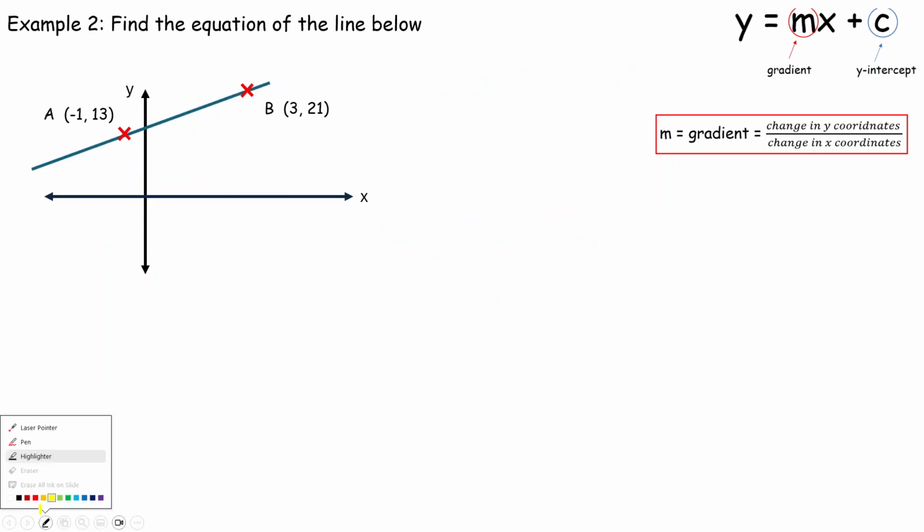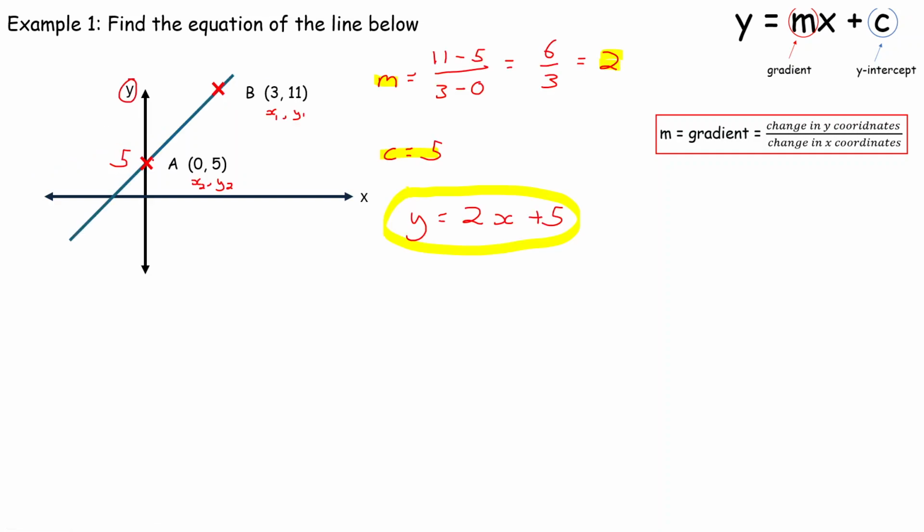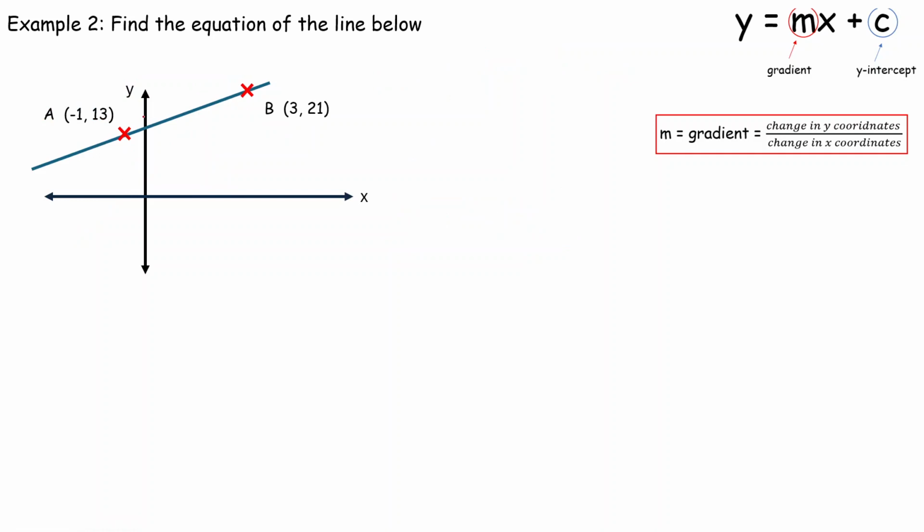This one is a bit trickier, and it is trickier because this time you're not given a coordinate that lies on the y-axis. So previously we could see this point here was on the y-axis, and you can just read off that coordinate there. In this case, we do not have that. But we can begin in the same way as before by finding the gradient m to begin with.